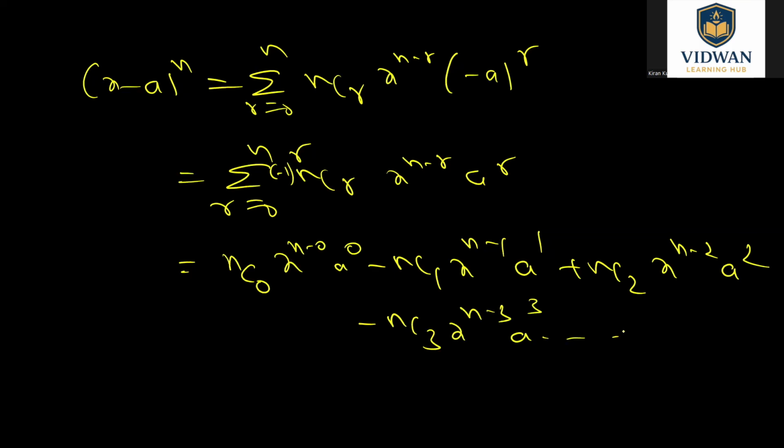This is how you write down the expansion. If you want to write the last term, you just have to write (minus 1) power n, nCn x power n minus n, a power n. This is how you write down the expansion in the expanded form, but this is a shortcut notation.